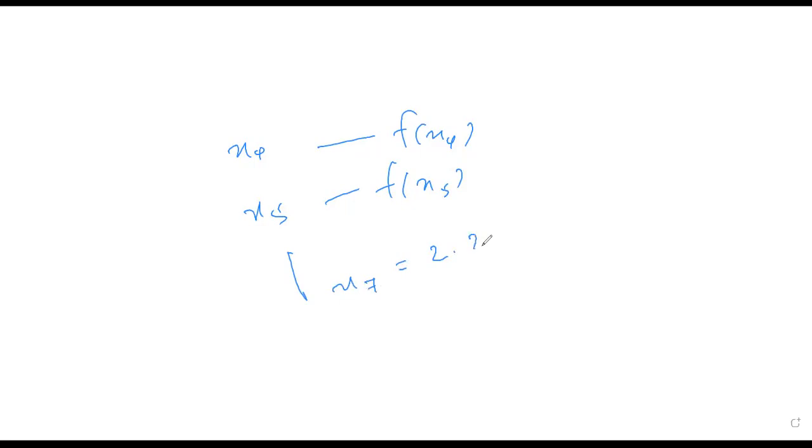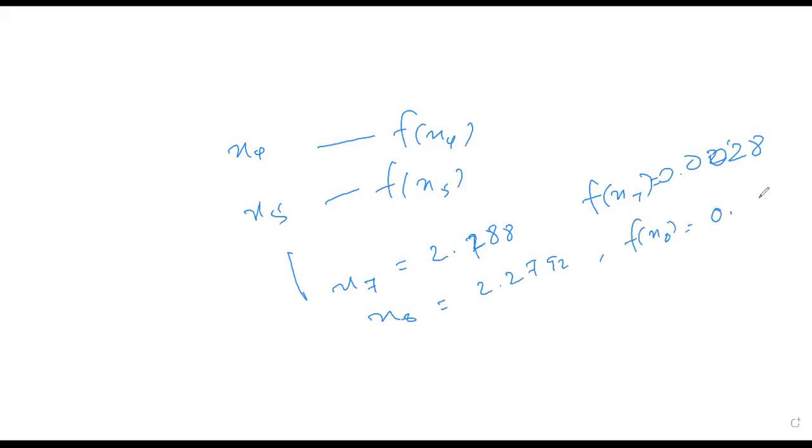What they have found is x4, f of x4, x5, f of x5, like that, all these things. Up to x7, they have something like 2.788. Then f of x7 is 0.0028. Then x8, they have found 2.2792 something, and f of x8 is 0.0022. So both are coming positive, so they have stopped.